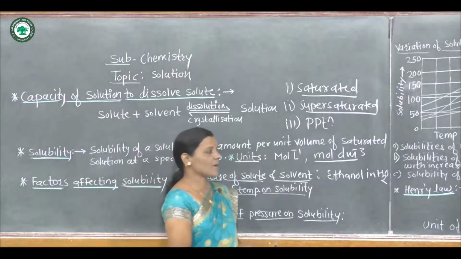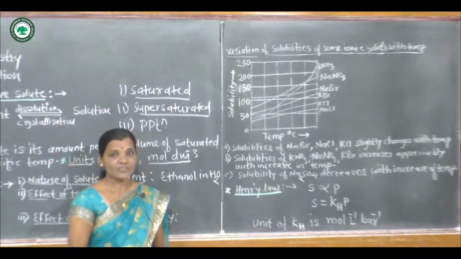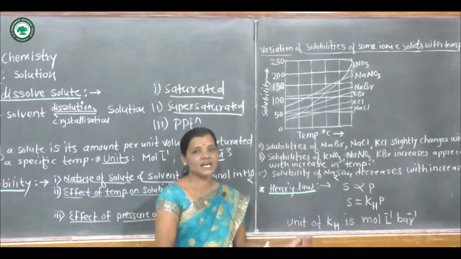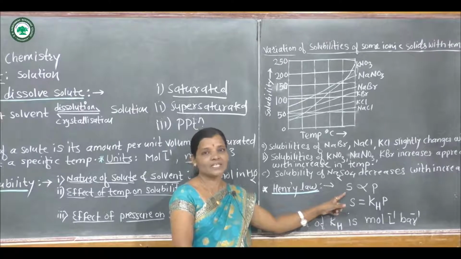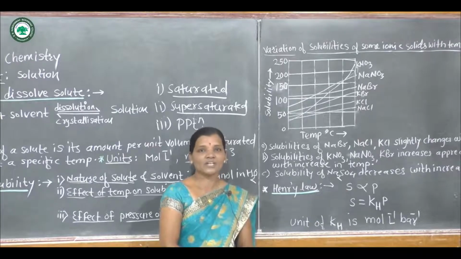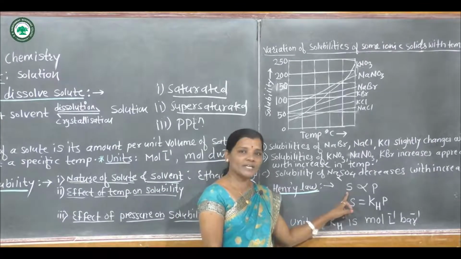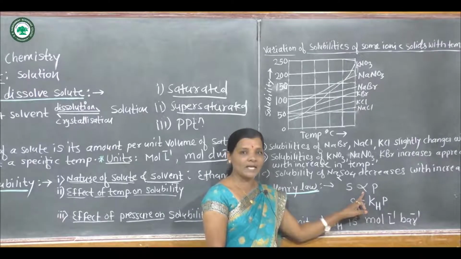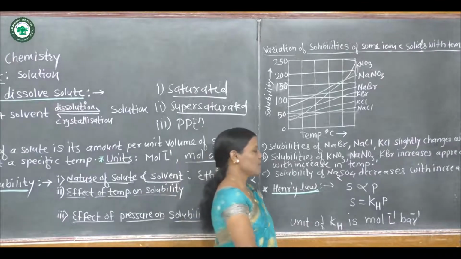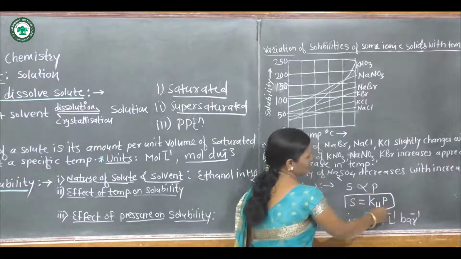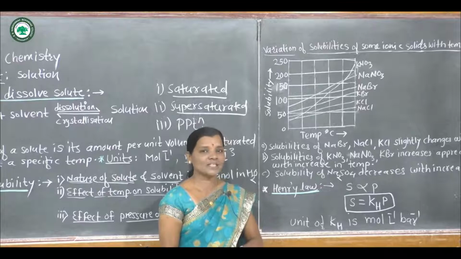That is explained by a law called Henry's law. When the solute is present in the gaseous state, the solubility of the solute is directly proportional to the pressure over that solution. That means if S is the solubility, then S is directly proportional to P, where P is the pressure of the gas present in the solution. Hence we can write the equation as solubility S equals KH into P, where KH is the proportionality constant.